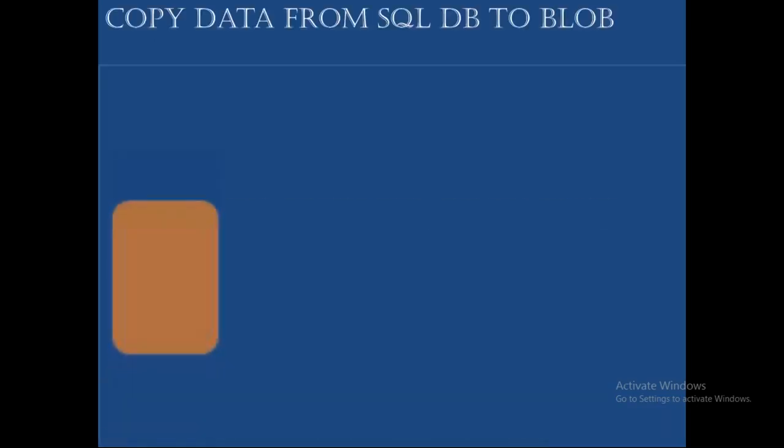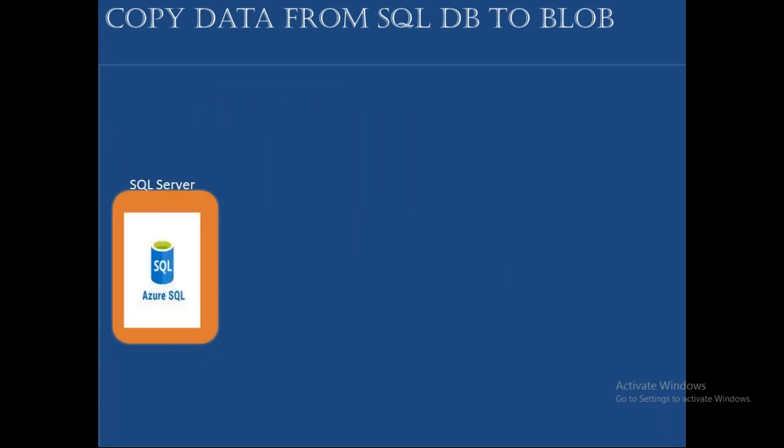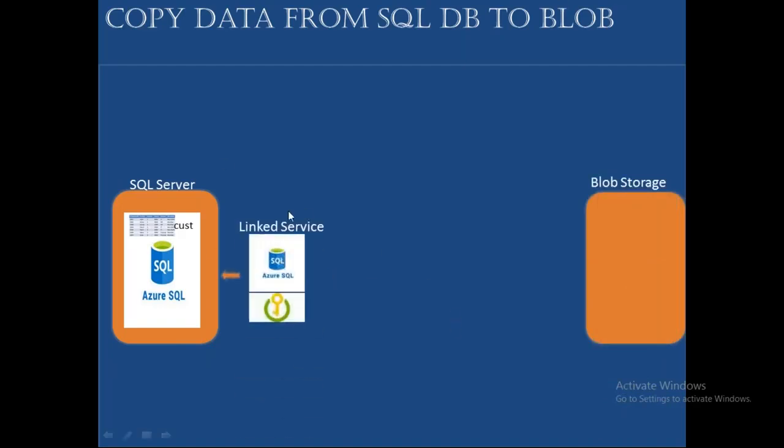Next, copy data from SQL database to the blob storage. In SQL Server, we will have a database. In the database, I have a table called cust. This table I want to move into blob storage here. So first thing, I need to connect to the SQL Server by using a linked service. Then I will create a dataset for reading this customer table, right? But this time, am I going to hard code the table name in the input dataset, or am I going to pass a parameter? Remember, I'm going to pass my table name dynamically to the dataset parameter.